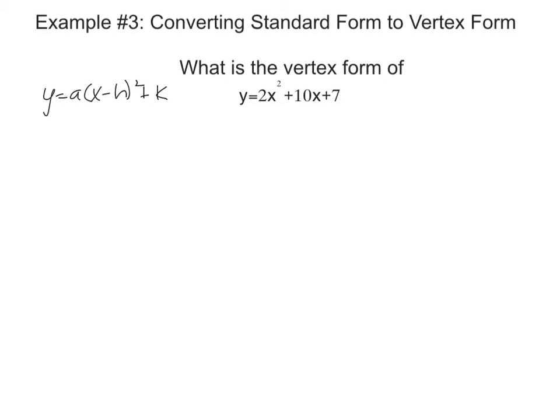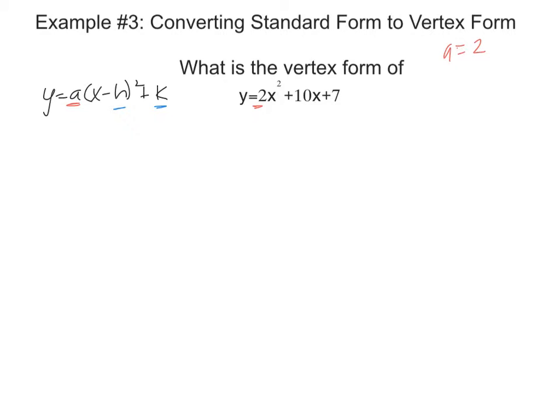So in order to find everything, we need to know what a is, and we need to know what h and k are. Well, what's really nice is that we already know what a is. A is the exact same a as the a, b, and c in standard form. So a is 2. Now we just need to find our vertex.